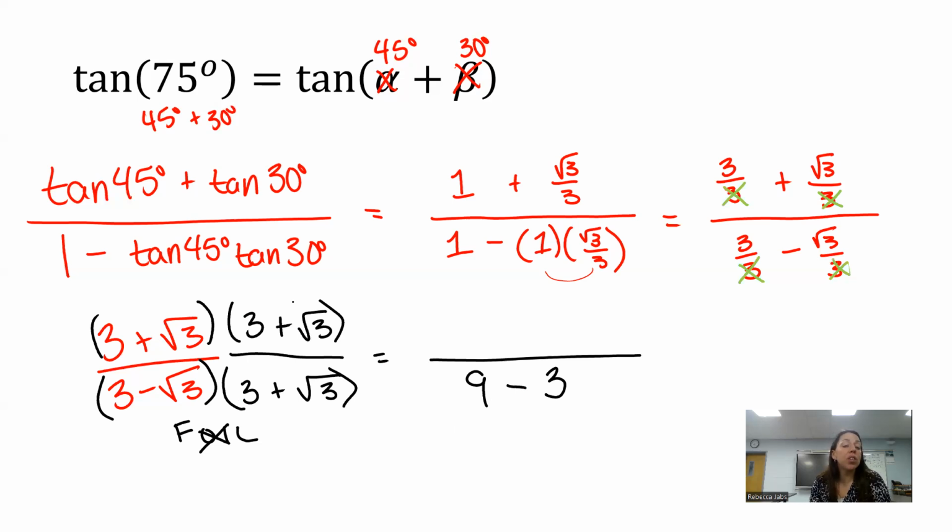However, in the top, since they're not conjugates, we have to do the full FOIL method. Bear with me. F stands for first. 3 times a 3 gives you 9. O stands for on the outside. Look at my little pencil tracing here. A 3 times a radical 3. You can't really multiply those together besides writing 3 radical 3.